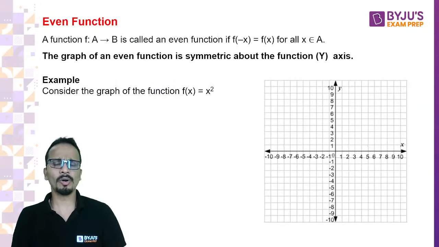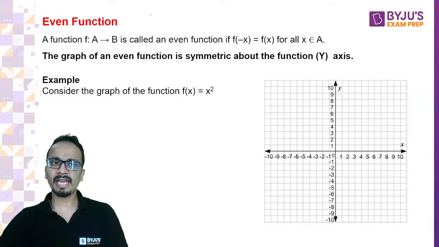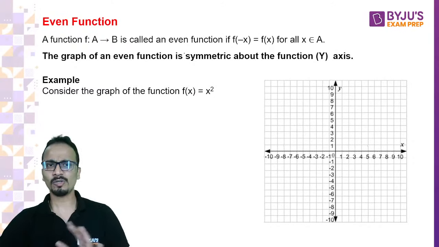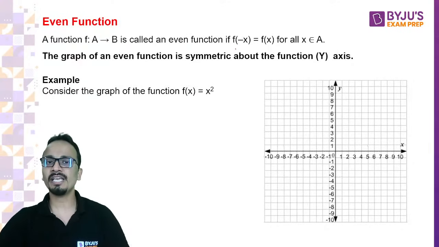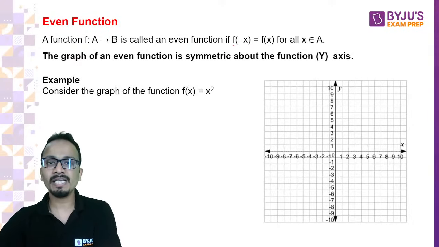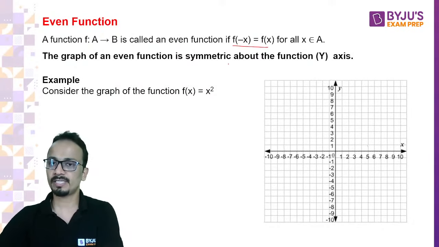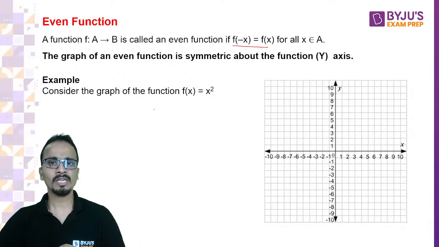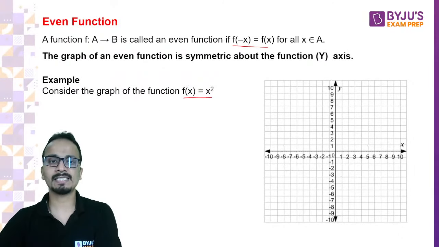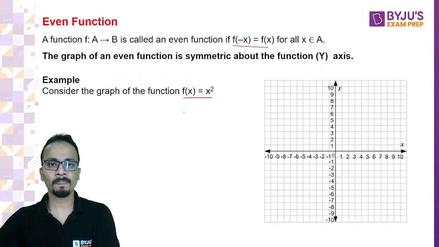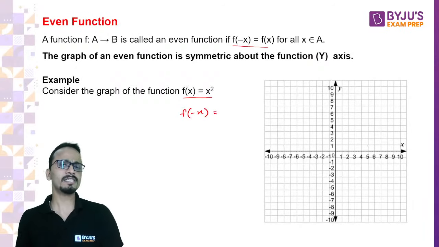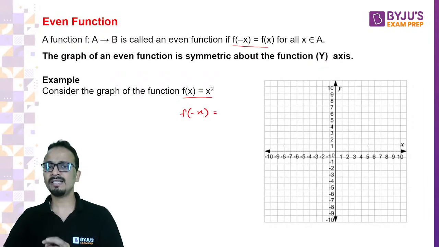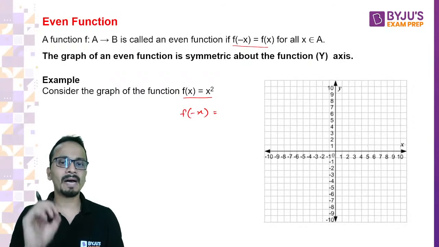So, even function. Now a function f from A to B, this we have already seen. So let's come to the main part. It is called an even function if f of minus x is equal to f of x. Now, obviously this will not be understood just like that. So let's take an example. f of x is equal to x square. Now, how to calculate f of minus x? Wherever you have x in this function, replace it by minus x.